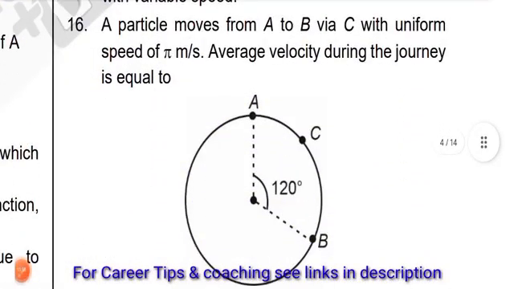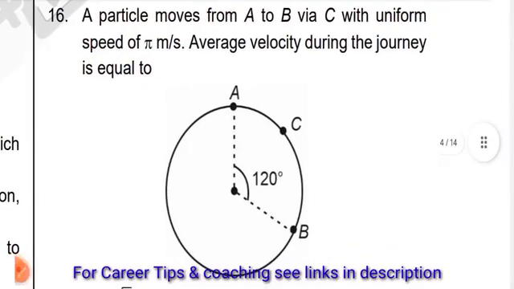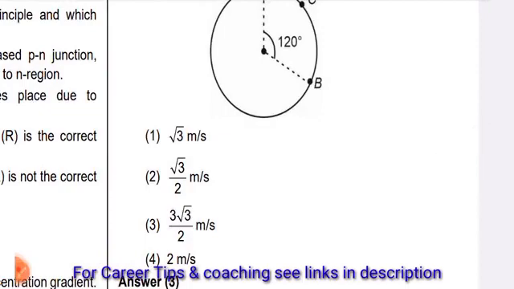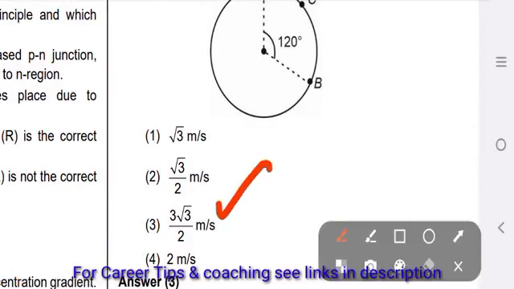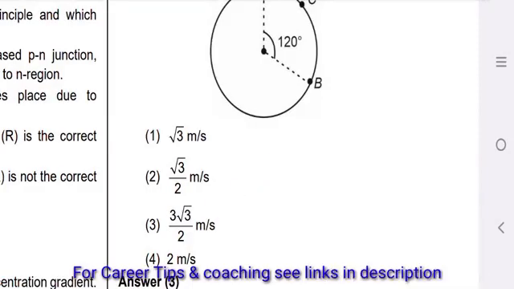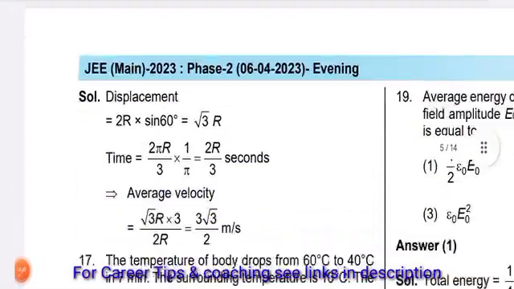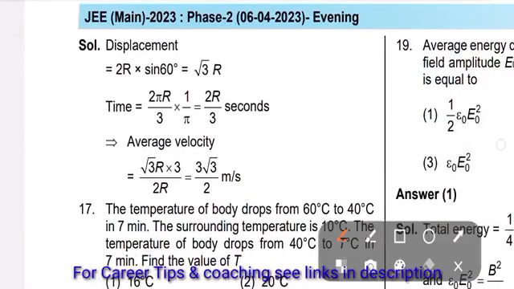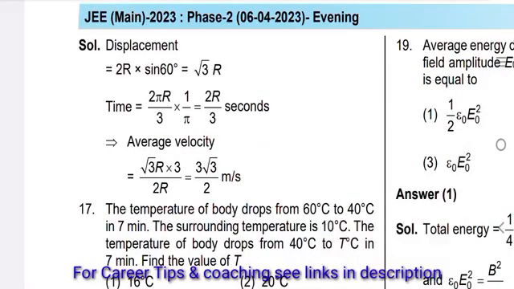The particle moves from A to B via C with a uniform speed of 5 meters per second. The average velocity during the journey is equal to... so the average velocity you need to find here. The answer is 3 root 3 by 2 meter per second. So you can see the solution where you have 2r into sine 60, which is basically root 3 r, and the average velocity is 3 root 3 upon 2.